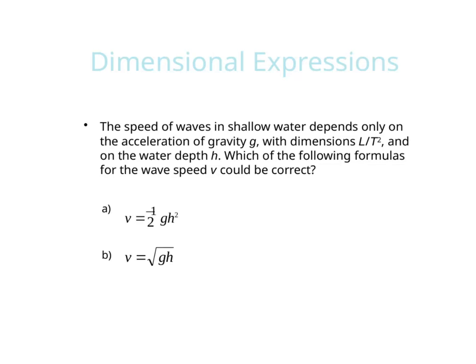When we look at waves moving through shallow water, their speed depends on just two things, gravity and the depth of the water. Gravity has units of length over time squared, and depth is simply a length. So, which formula for wave speed makes sense dimensionally? One option involves the square root of gravity times depth, and the other has a different arrangement. Our goal is to figure out which expression correctly matches the dimensions of speed.